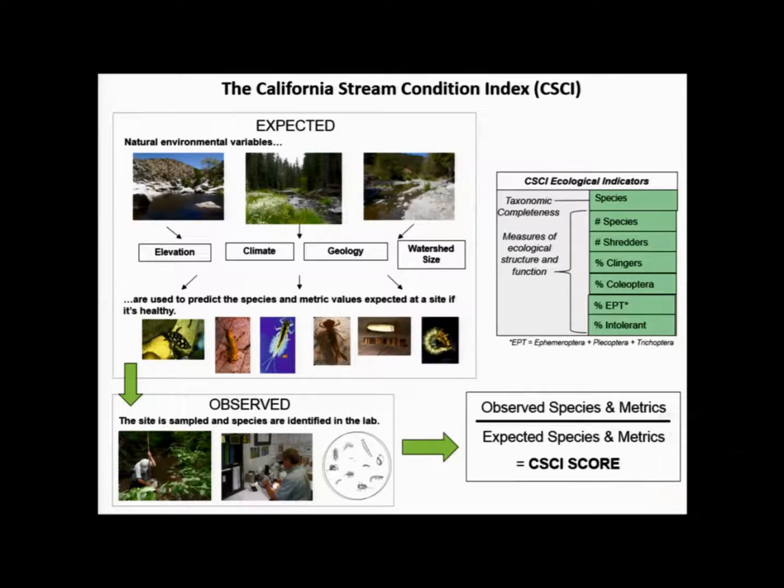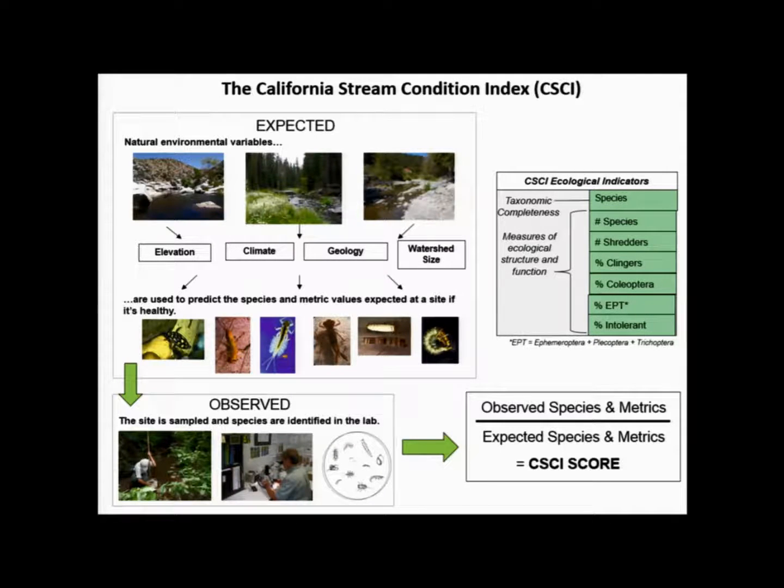We used those reference sites to build the California Stream Condition Index, or the CSCI. The CSCI is a biological scoring tool that translates complex data about the BMIs found living at a site into a measure of overall stream condition. The CSCI measures whether and to what extent a stream has been altered from its natural state.